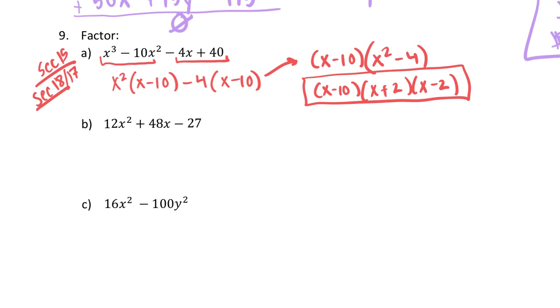Okay, section B, or problem B. This is from section 16. The very, very first thing that you want to do when you go to factor a trinomial is you want to factor out the greatest common factor. So in this case, every term has a common factor of 3. So I'm going to factor the 3 out here. I get 4x squared plus 16x minus 9.